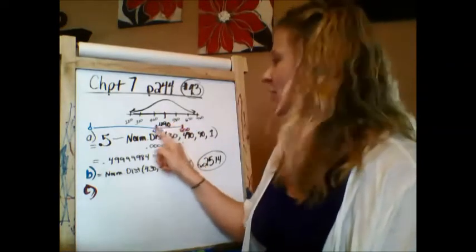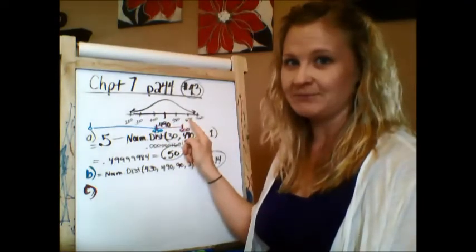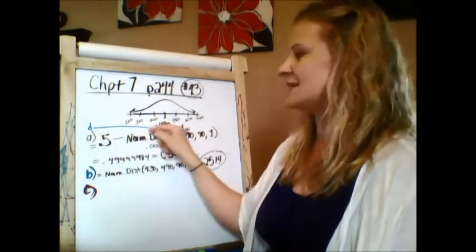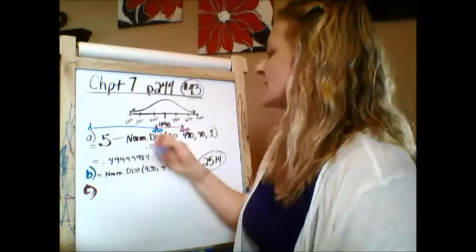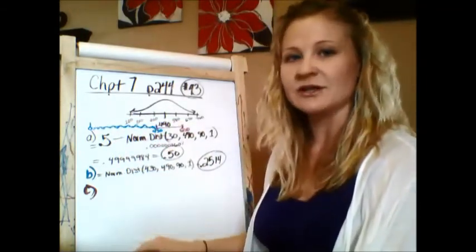Excel can't do the pink part. Excel can do the entire value up to 600 from 0. And then I'm going to have to tell it to subtract the part we don't want. So Excel is going to add all the way up to 600, and then I'm going to take off what we've already calculated.